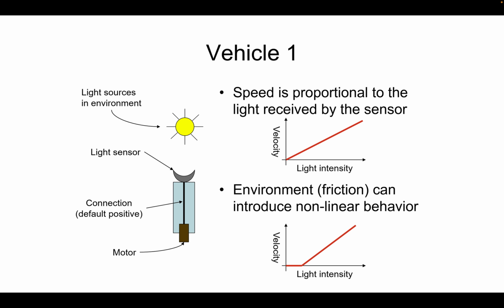So the first vehicle he proposed was a vehicle that directly couples light sensing to the motor. So the brighter the light shines, the faster the motor turns. And he also understood that the robot is a physical system that is subject to friction, for example, which can introduce nonlinear behavior. So in this case, the device wouldn't start until the light was bright enough that the motor turns fast enough, strong enough, to overcome friction.